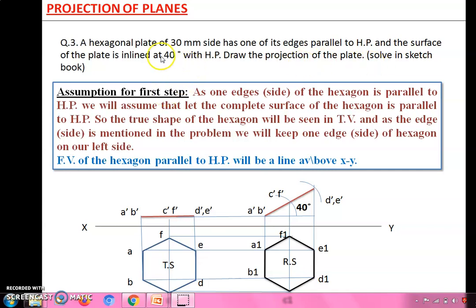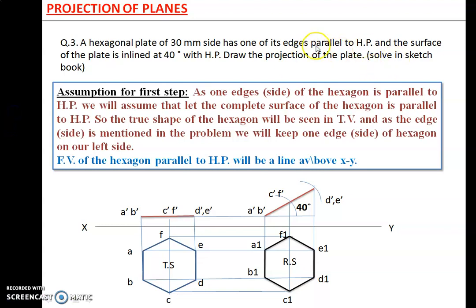So the plane given is a hexagonal plate, the side is 30 mm, so all 6 sides are 30 mm. Now it is said that one of its edges, or one of its sides, is parallel to HP. So out of the 6 sides, one side is parallel to HP and the surface of the plate is making an angle of 40 degrees with HP. So what will be the assumption for the first step?